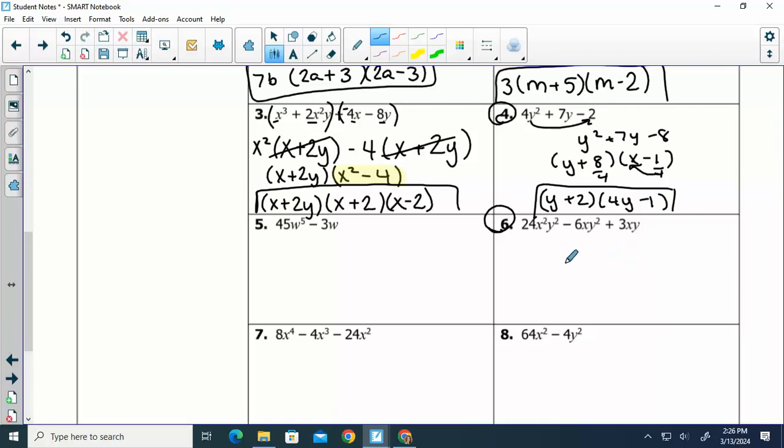Alright, number 6, what do you notice? Greatest common factor. Number-wise, 24, 6, and 3, we could take out a 3. Variable-wise, we can take out x and y. So 24 divided by 3 is 8. We had 2 x's, took 1 out, so 1 left. 2 y's, took 1 out, so 1 left. 6 divided by 3 is 2. We took out the x, we took out 1 of the y's.